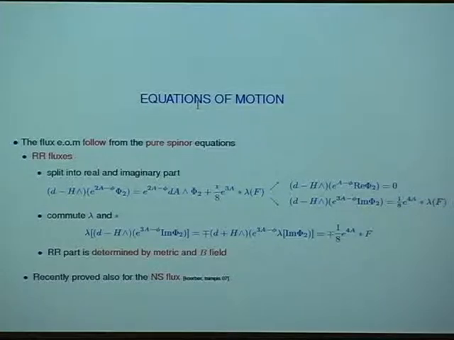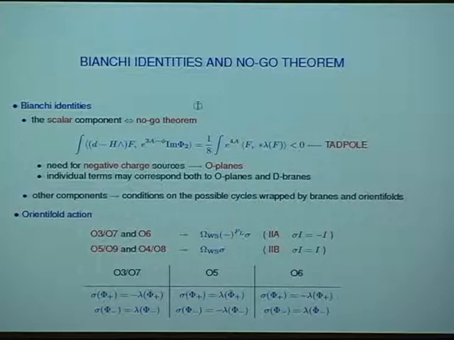This is important for our program because it means that once we know the metric and the B field, the Ramond-Ramond part is completely determined. We have the solution also for Ramond-Ramond. It is more complicated to prove it for the Neveu-Schwarz flux, but this was done recently in the case of Minkowski, while for Ramond-Ramond this proof also holds for AdS type of vacua. So we are left with the Bianchi identity.